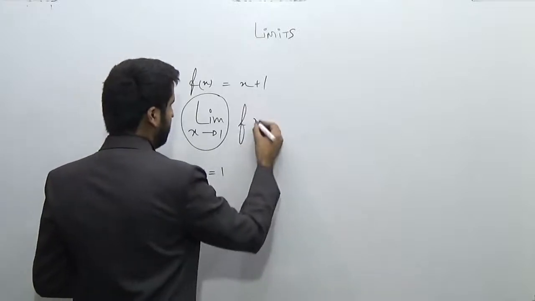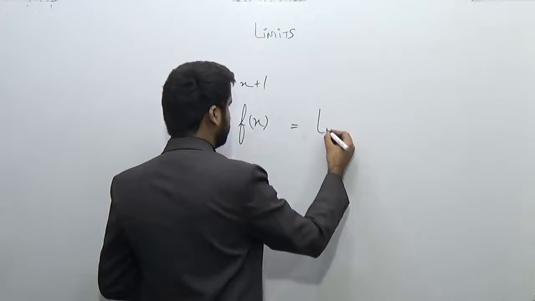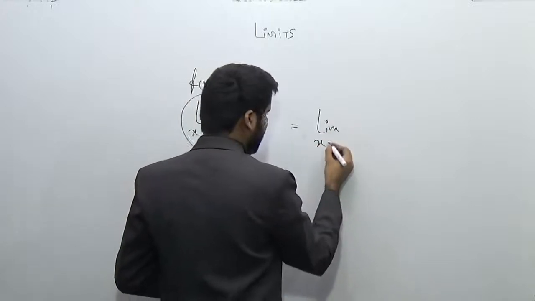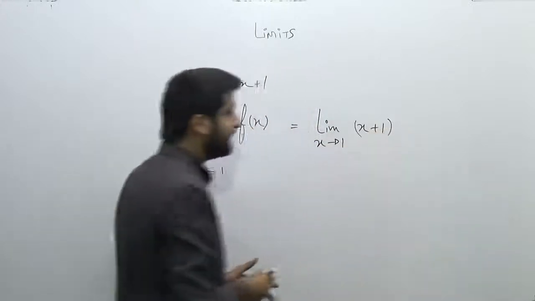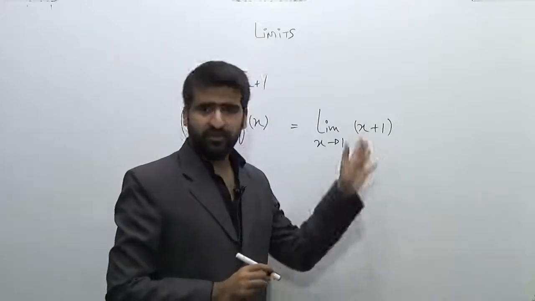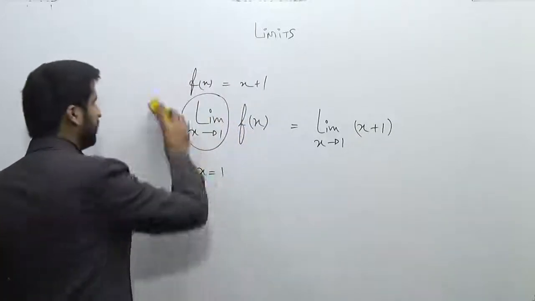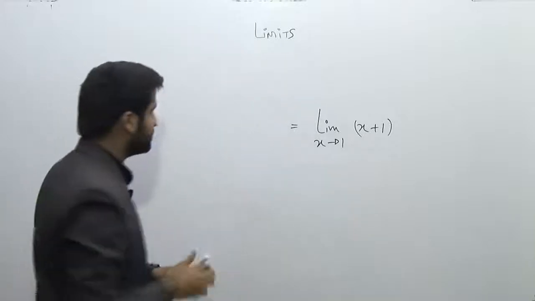Okay. Now I have to find the limit of this function as x approaches 1. So I will write limit x approaches 1 f(x), and this limit is equal to limit x approaches 1 of x plus 1. Now we know that as x approaches 1, this limit will be equal to 2. This is pretty much clear. Anyone can solve that.